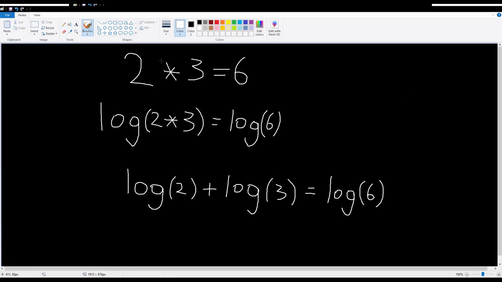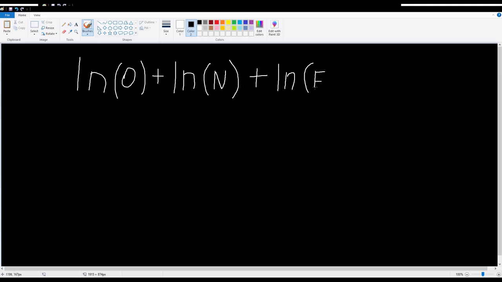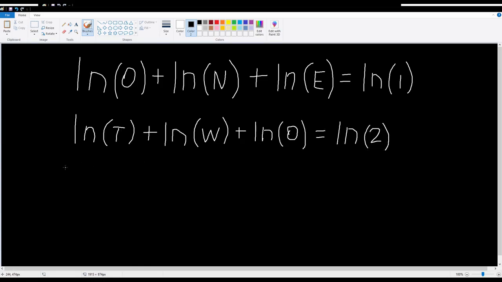So now we can take our multiplication system of equations and just turn it into an addition system by taking the log of both sides. And I'll be using the log with a base of e, which is written as ln, just because I feel like making this more complicated than it needs to be. So we can write all these down. We have ln of o, n, and e equaling ln of 1, which is actually just 0. But once we have all these equations written as logarithms, how do we solve it?